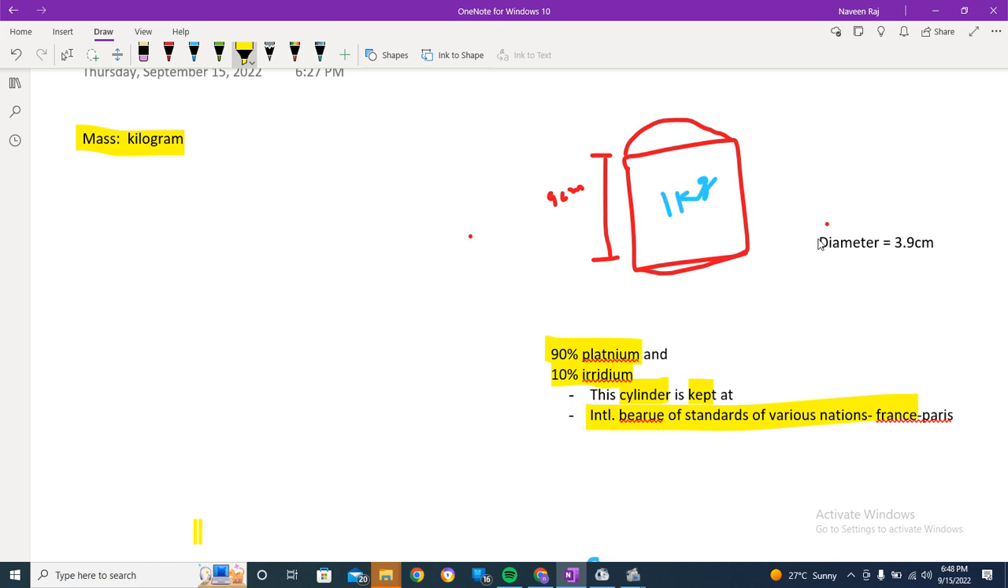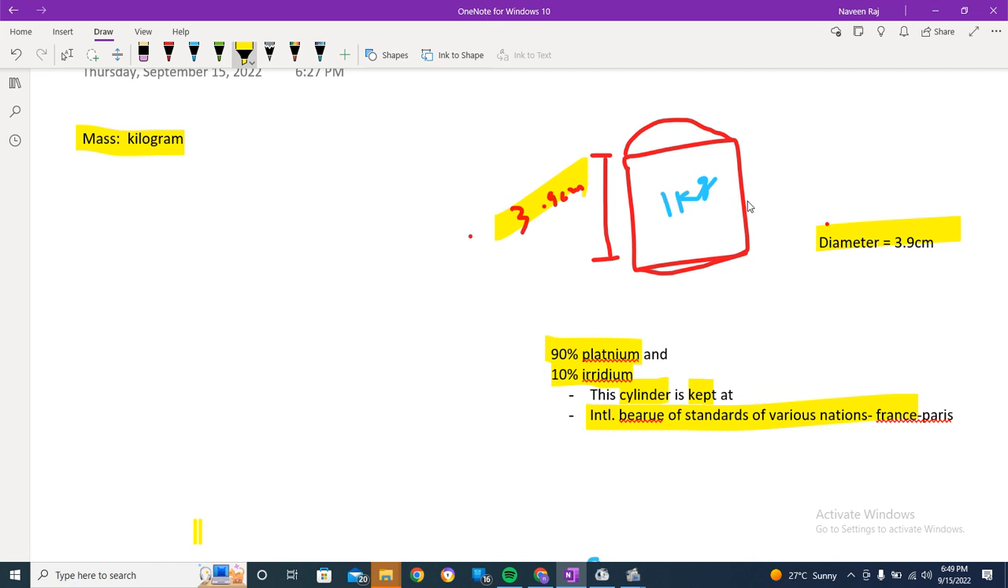The cylinder's diameter is 3.9 centimeter, and the length is also 3.9 centimeter. The length and diameter are both the same, and this particular amount of matter is termed as 1 kg, kept safe and secure at the International Bureau of Weights and Measures in Paris, France. As we know, mass is neither created nor destroyed, and as it is kept in safe and secure conditions, there is no chance of losing the mass.